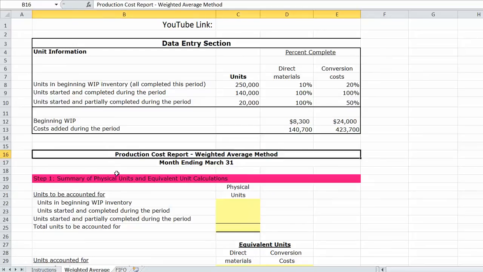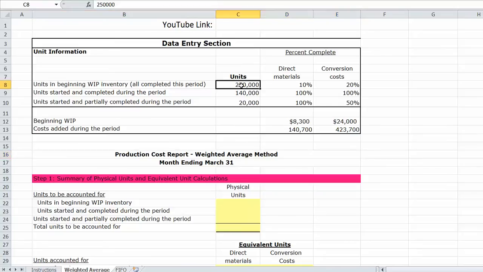In this video, we're going to prepare a production report using the weighted average method. We're given information regarding our beginning work in process, 250,000 units. We started and completed an additional 140,000 units, and then we started 20,000 that remained partially complete during the period. Our first step is to count our physical units and calculate our equivalent units.